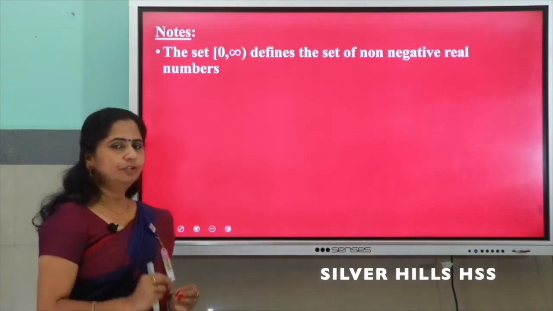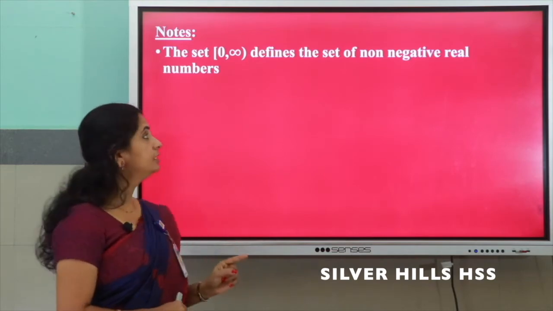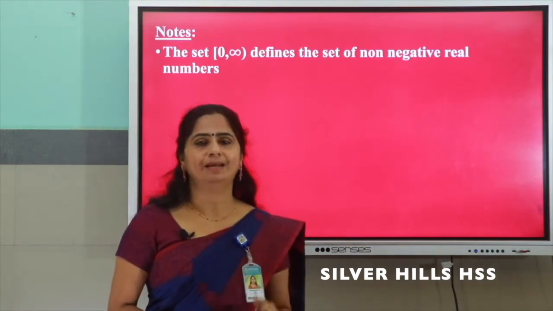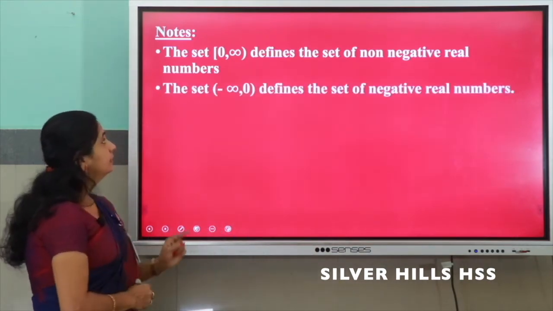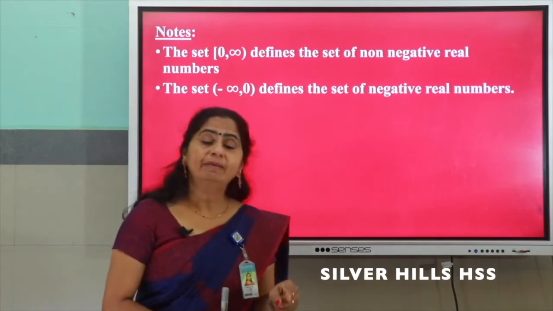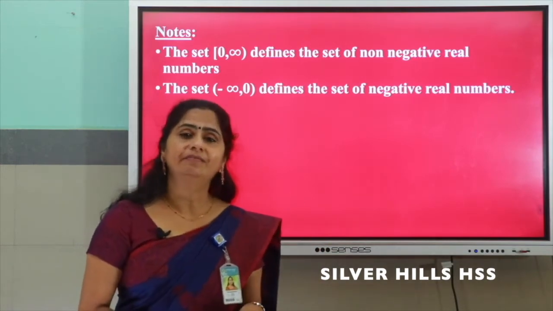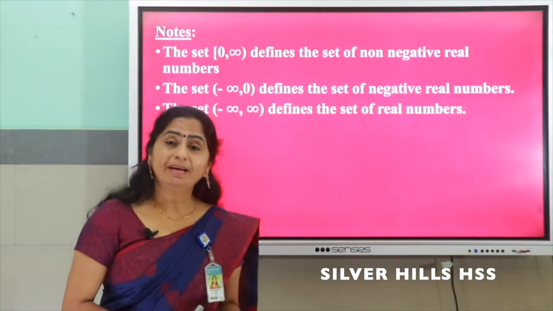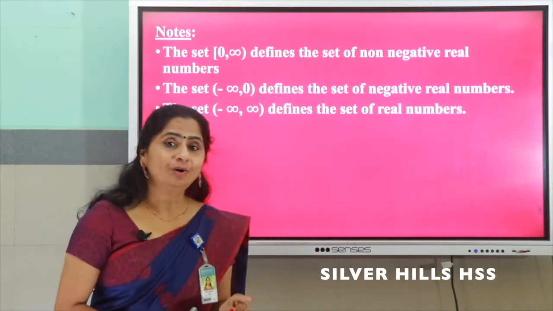So, we will make some notes. The closed interval 0 comma infinity defines the set of non-negative real numbers. Next, the open interval minus infinity comma 0 defines the set of negative real numbers. The next, the open interval minus infinity to infinity defines the set of real numbers.